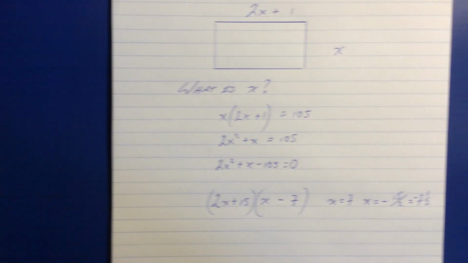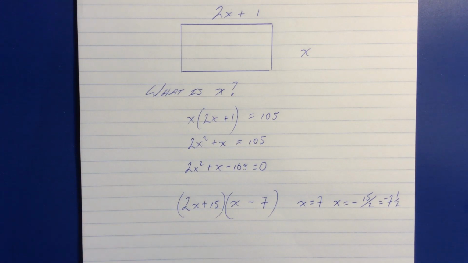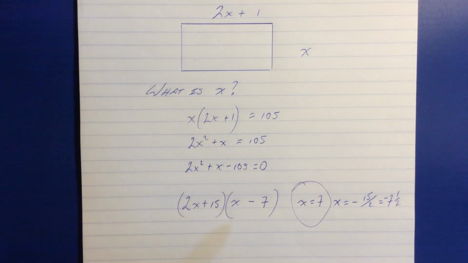Okay, so next question. Which one of these is the correct answer? Well, the correct answer is this. Why? Because it's positive. Nothing could be simpler. You can't get out a measuring tape and find me negative 7.5 meters or inches or feet. So our answer is 7.